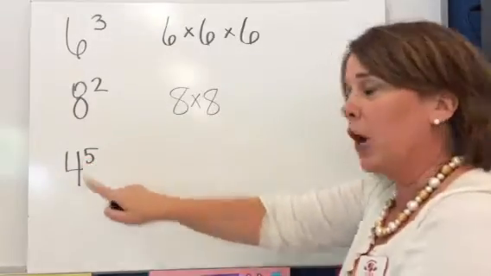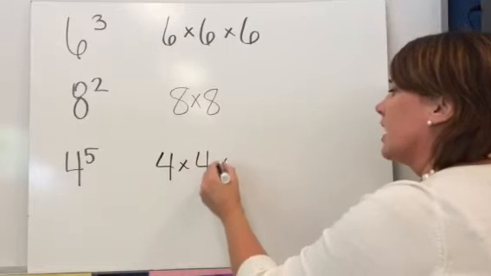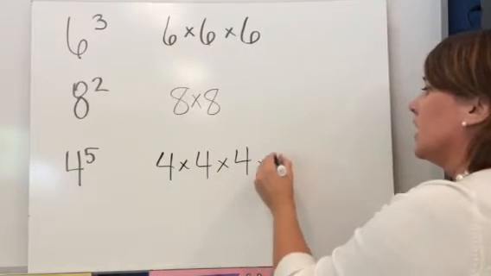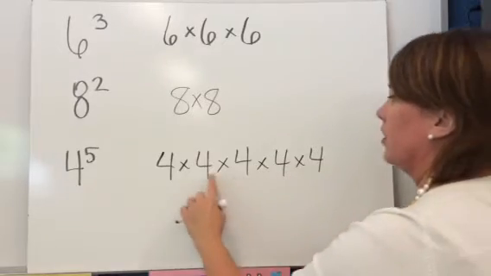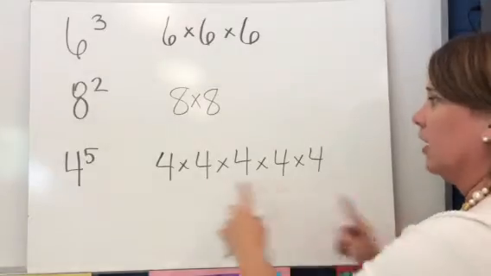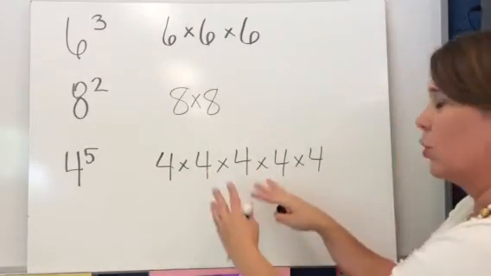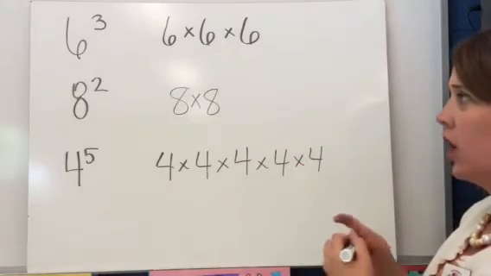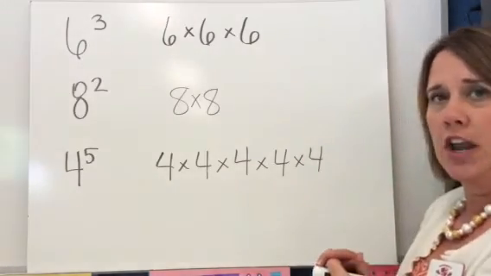4 to the fifth power means 4 times 4 times 4 times 4 times 4. I have 1, 2, 3, 4, 5 4s, and then I would work that out. 4 times 4 is 16. 16 times 4 is 64, and then I would have to continue from there to get the final answer. So that is a little lesson on exponents.